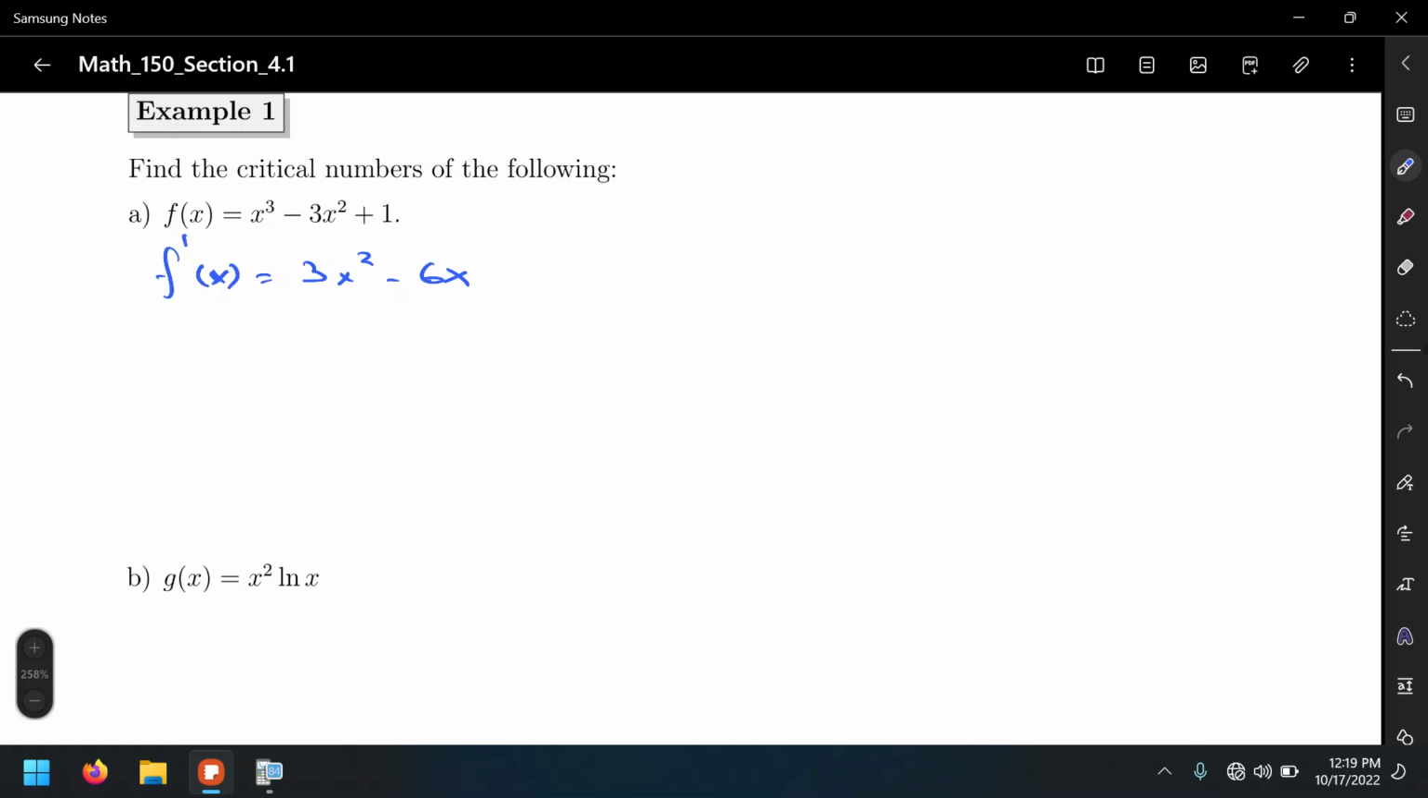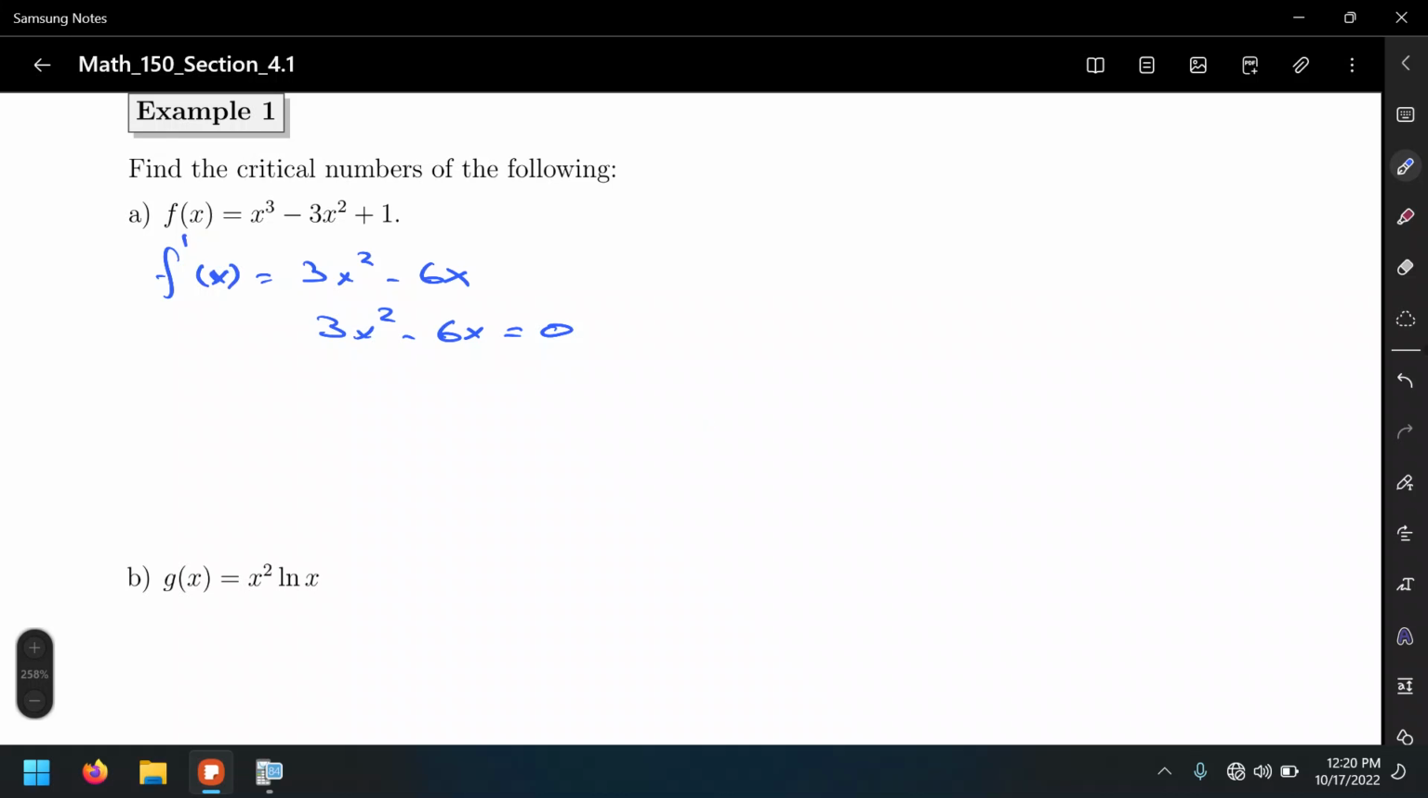And from here we set the derivative equal to 0, because again, the derivative equals the slope of the tangent line. And we are setting up an equation to find those values of x for which that slope will be equal to 0. In other words, 3x squared minus 6x set equal to 0, and solve the polynomial equation. Do whatever you think is doable in this case to solve this polynomial equation.